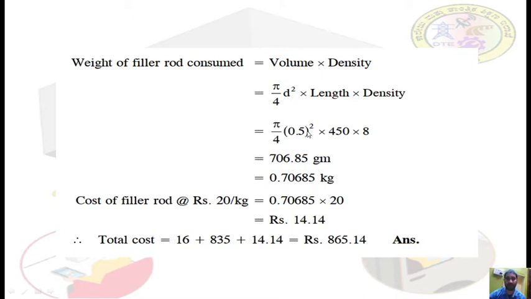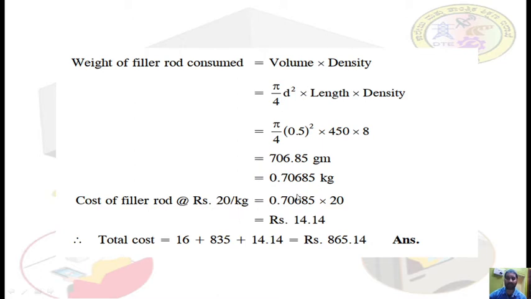So pi d square by 4 is the area of the filler rod, multiplied by length. We require 450 centimeter of length, multiplied by density, that gives you the weight in terms of grams. This density is also given in the problem. So the total requirement of the filler rod is 0.70685 kg. The cost of the filler rod is given as rupees 20 per kg.